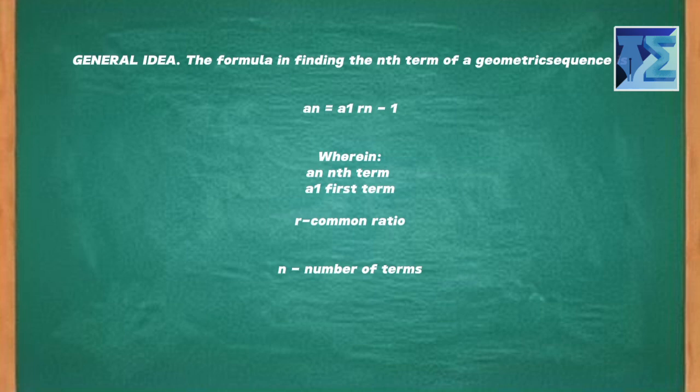General idea. The formula in finding the nth term of a geometric sequence is a sub n equals a sub 1 times r to the n minus 1, wherein a sub n is the nth term, a sub 1 is the first term, r is the common ratio, and n is the number of terms.